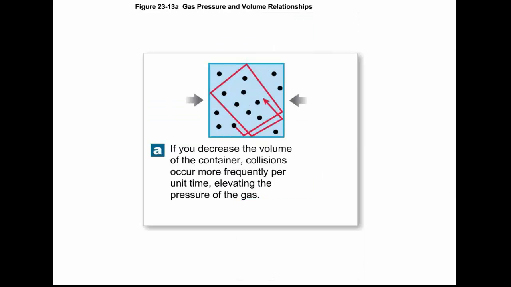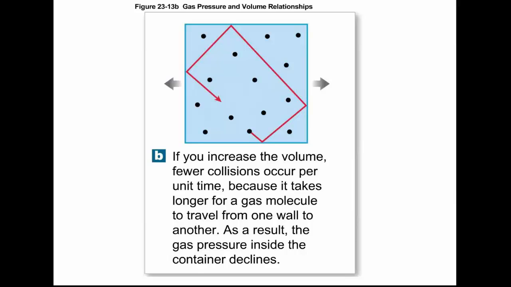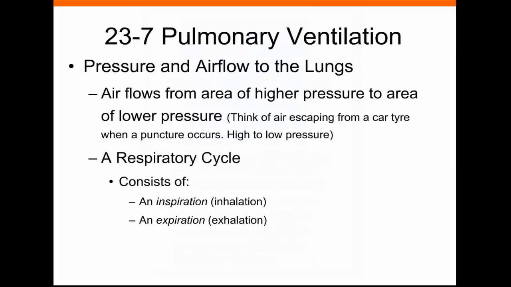So if you decrease the volume of the container, the collision between the molecules occurs more frequently, elevating the pressure of the gas. If you increase the volume, there are fewer collisions because there's more room, and it takes longer for the gas molecules to travel from one wall to another. As a result, the gas pressure inside the container decreases.